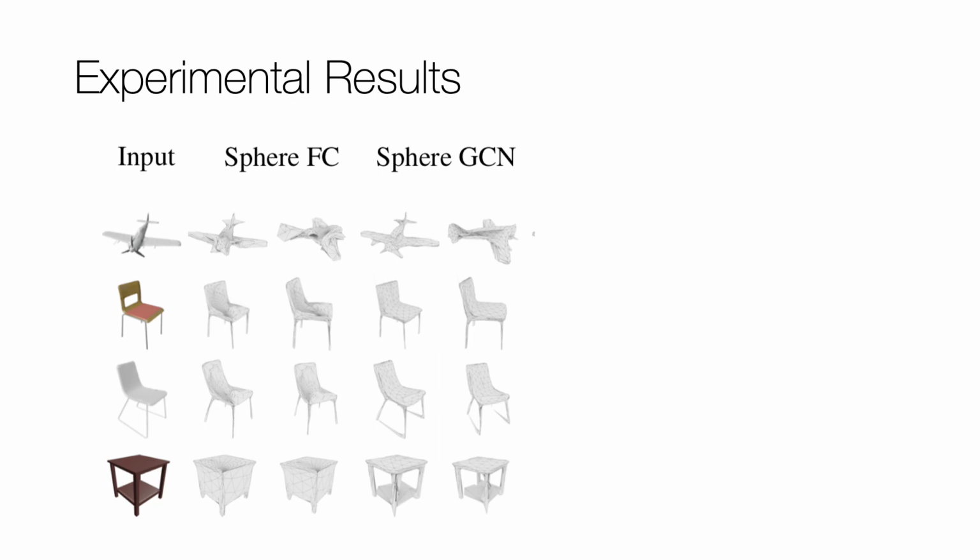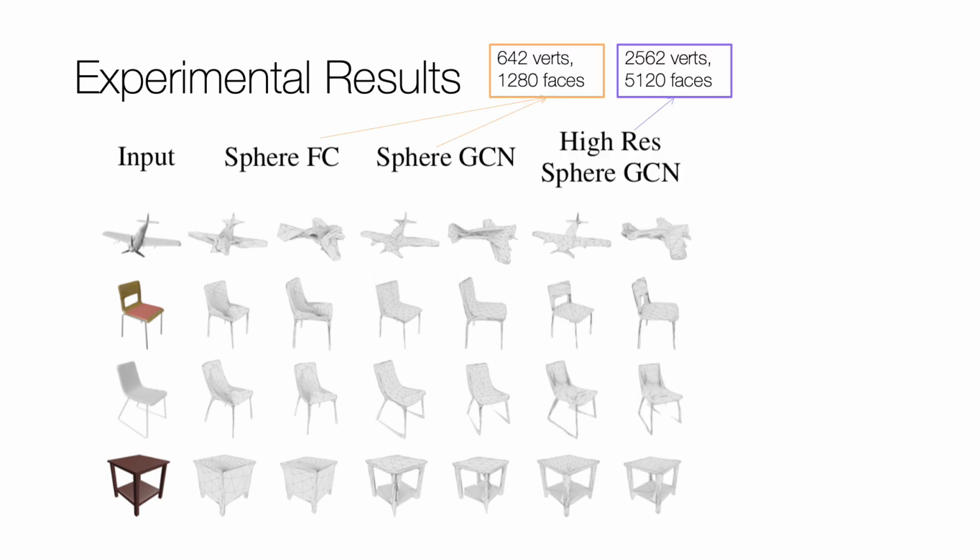So far, we've been sticking to a small sphere template of only 642 vertices and 1280 faces, following the experimental setting of SoftRas. Thanks to PyTorch3D and its scale efficiency, we can go bigger than that without any slowdowns in training or inference speed. We train a Sphere GCN variant that deforms a larger sphere. We call this variant High-Res Sphere GCN.